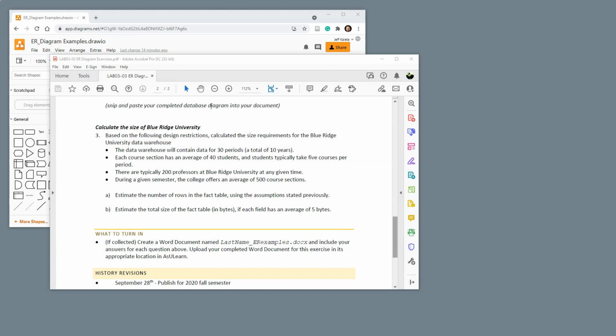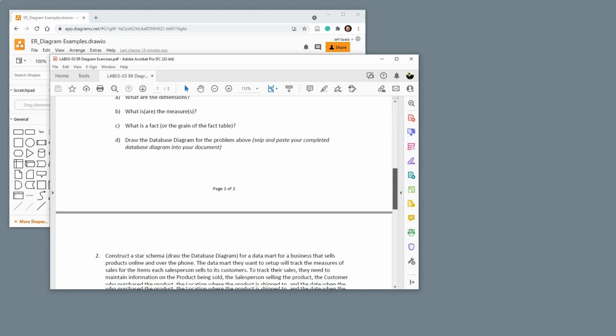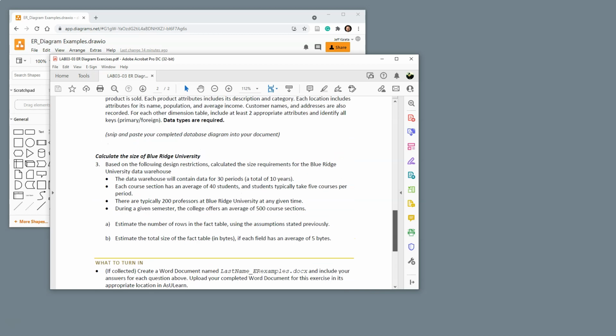Hi, in this video we're going to go over problem 3, which is calculating the size of a data warehouse. In this example, we're going back to Lab 3.3, where we're doing ER diagram exercises and data warehouse calculation. I'm looking specifically at problem number 3, where we're looking at Blue Ridge University.